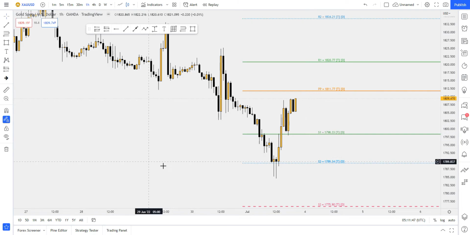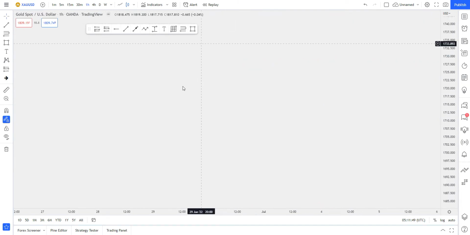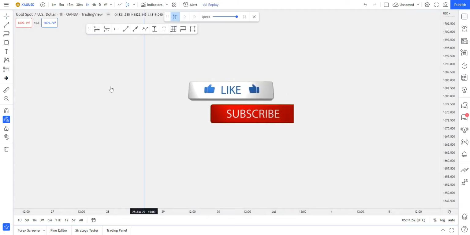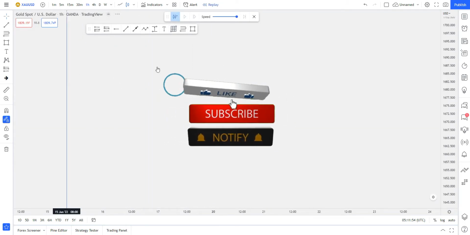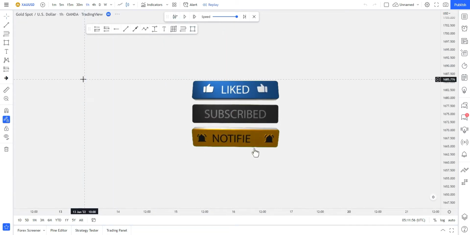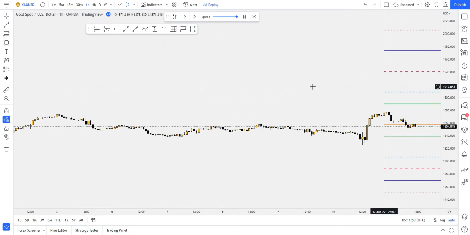Okay, so what we're going to do is just go ahead and scoot that out the way. We're going to hit the replay button, then we're going to find an area on the chart, and we can see how that plays out. All right, so we just grab a random spot.